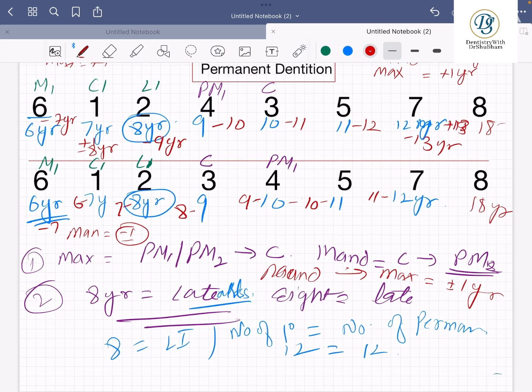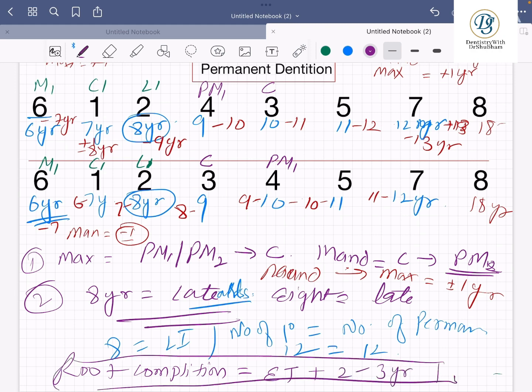So how do you remember the root completion? Root completion is eruption time, just add 2 to 3 years to it. If I ask you when the root of lower first premolar will complete, just add 2 to 3. So it's going to be 12 to 13 years.